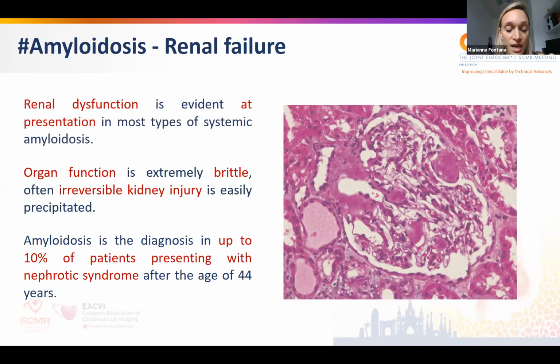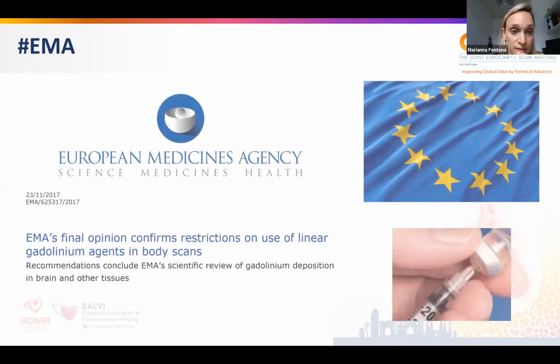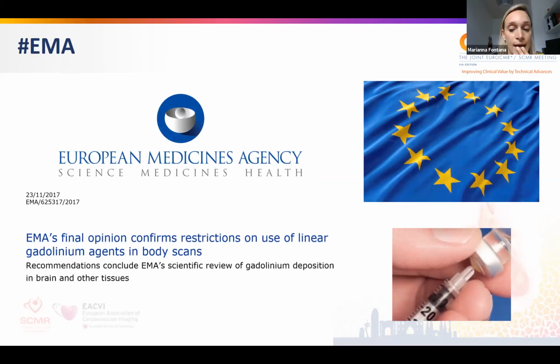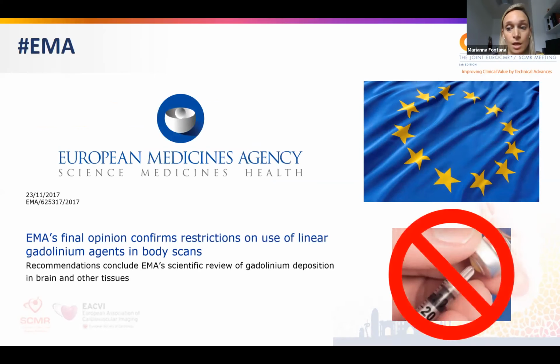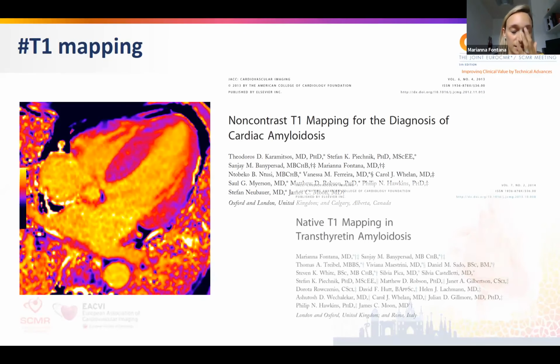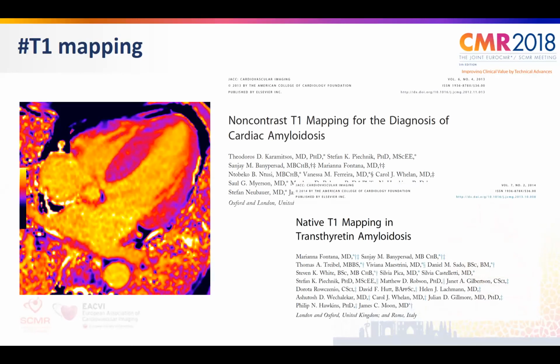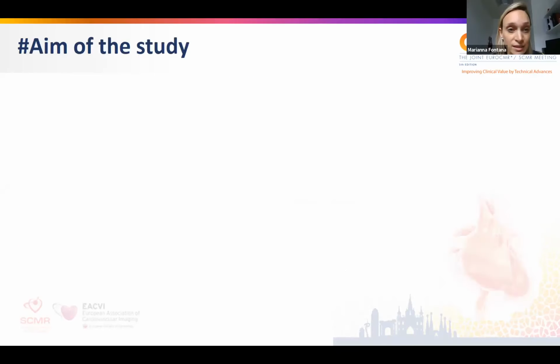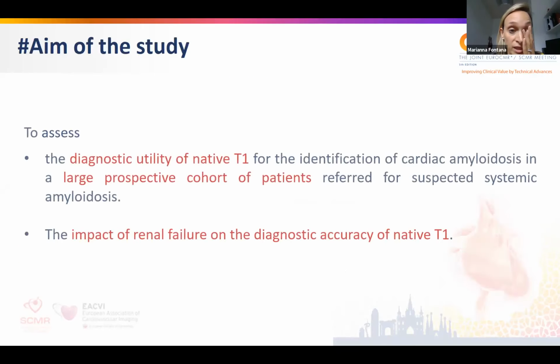So, having a reduced eGFR in amyloidosis actually is extremely common, not only in AL, but also in TTR. And lately, with the evidence of possible brain deposits, the EMA and the FDA have advised on the use of contrast agent only when the information cannot be derived with non-contrast imaging. So we know that with T1 mapping, we get very high values, but all the studies that have been published before were retrospective studies comparing healthy controls with hypertrophic cardiomyopathy and amyloidosis. So we really didn't know what was the use of T1 in clinical practice.